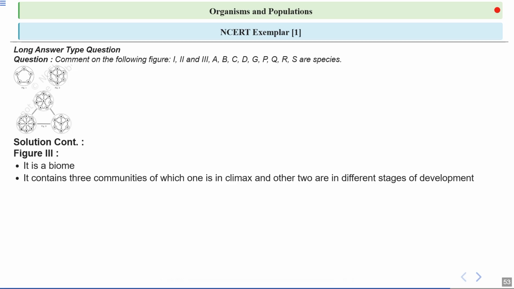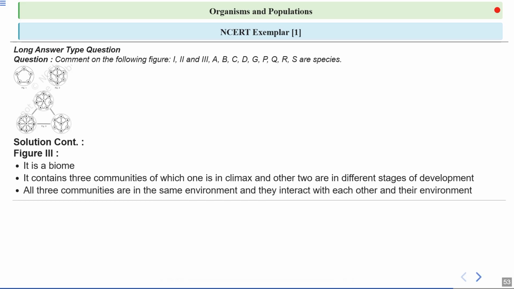Okay, so you can see figure 3 contains 3 communities, of which one is the climax and the other 2 are different stages of development. Now, all 3 communities exist in the same environment and interact with each other as well as with their surroundings. So this interaction is key in ecology, just like in a city where neighborhoods influence each other. Now, these communities affect one another and the environment they share.